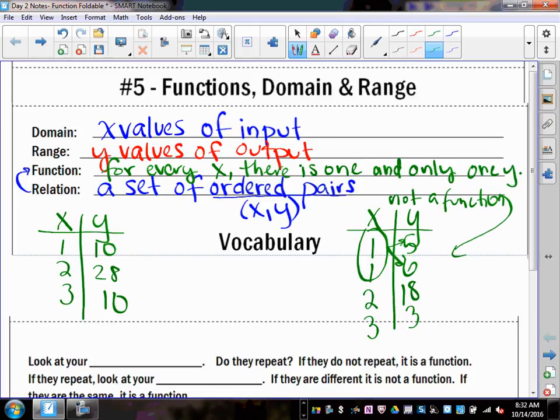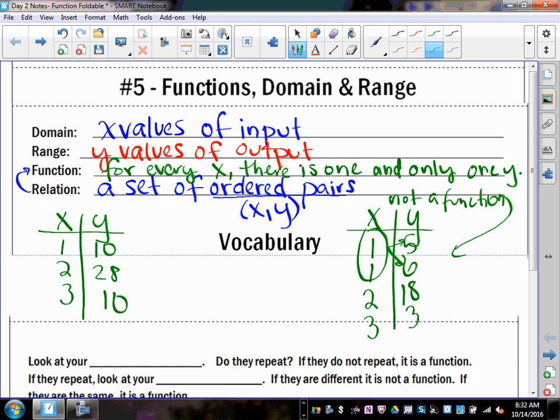It might help you out to remember domain, range, which one's which. If you think of it alphabetically, x comes before y, domain D comes before R, range. So D goes with your x, R goes with your y. All right, any questions so far?